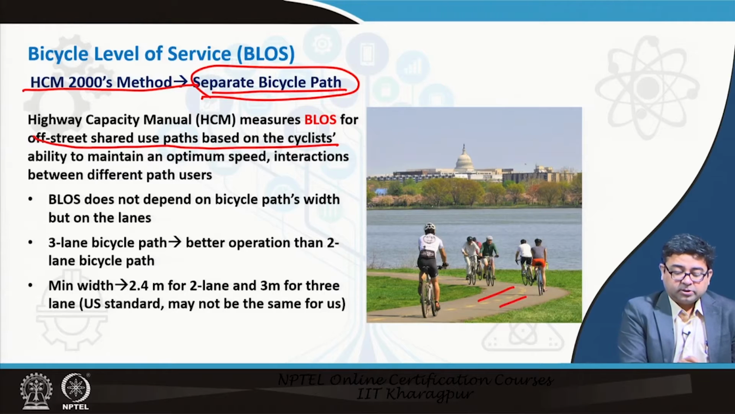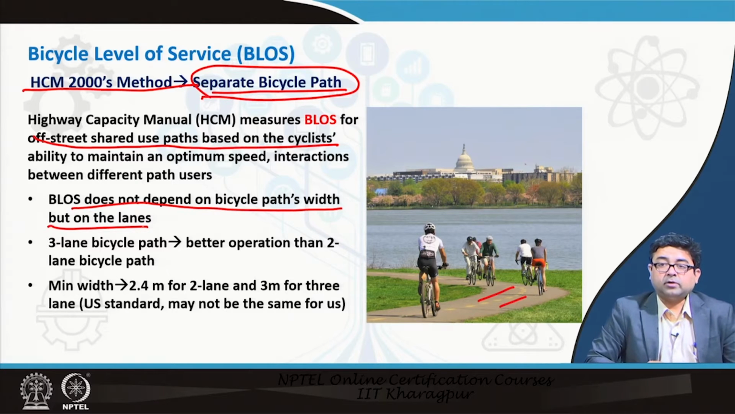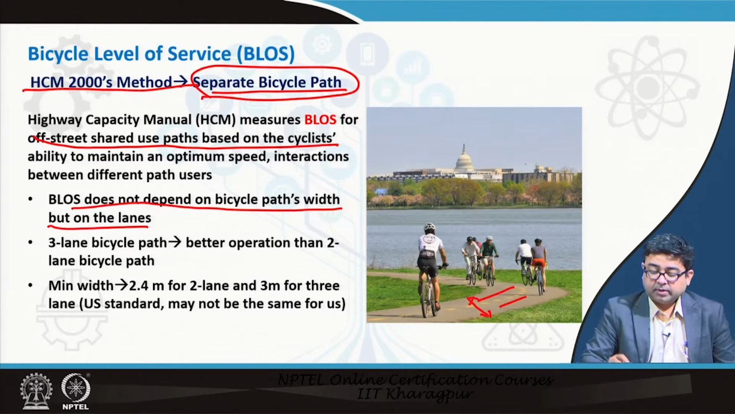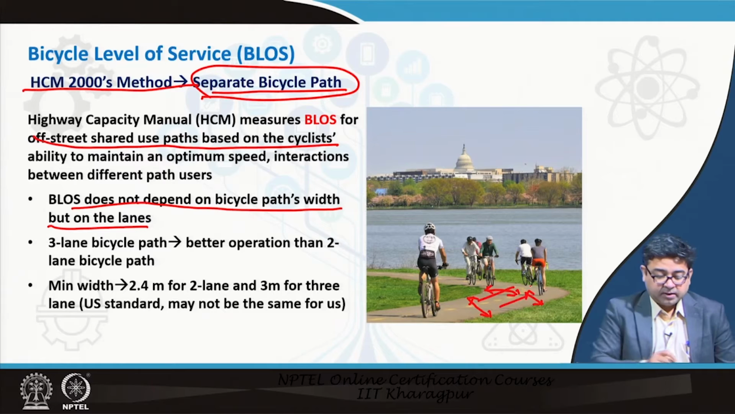So, BLOS does not depend on the path's width, but on the lane. What the method says is that it does not depend on the width, but it actually depends on whether it is demarcated into two lanes or not. So, that is one of the important criteria in developing the bicycle level of service for shared use paths or for dedicated bicycle lanes.